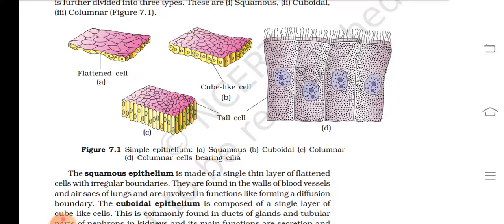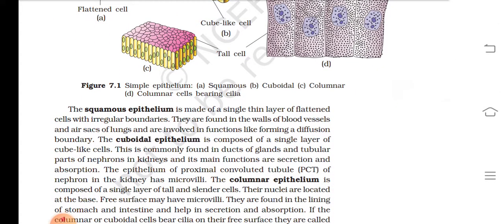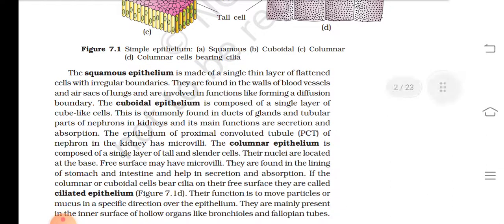Figure 7.1 Simple epithelium: squamous, cuboidal, columnar. D. Columnar cells bearing cilia. The squamous epithelium is made of a single thin layer of flattened cells with irregular boundaries. They are found in the walls of blood vessels and air sacs of lungs and are involved in functions like forming a diffusion boundary. The cuboidal epithelium is composed of a single layer of cube-like cells. This is commonly found in ducts of glands and tubular parts of nephron in kidneys, and its main functions are secretion and absorption. The epithelium of proximal convoluted tubule (PCT) of nephron in the kidney has microvilli.